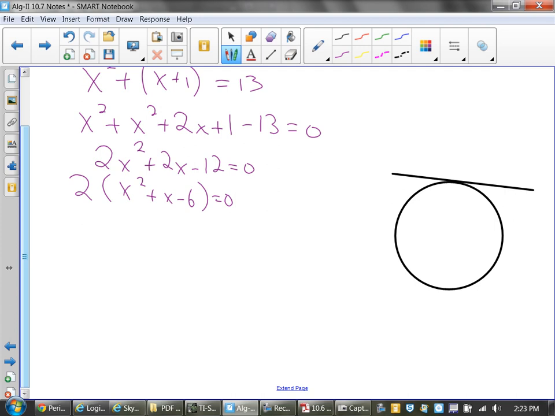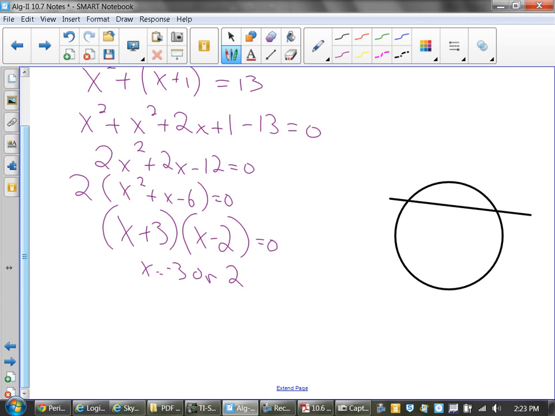So what times what is negative 6, and together we get 1? So that means the 2 zeros that I get from this factoring wind up being at negative 3 and 2. X could be negative 3 or positive 2. So that's telling us we have an intersection at 2 spots. One of the spots has an ordered pair of negative 3 comma something, and the other one is at 2 comma something.